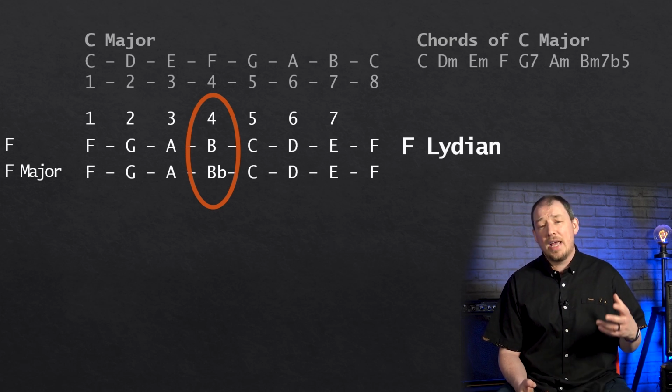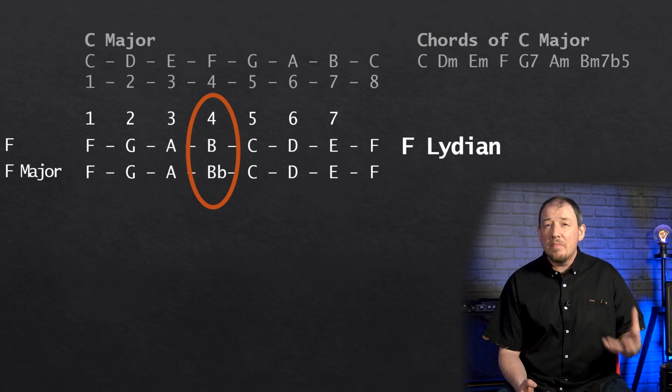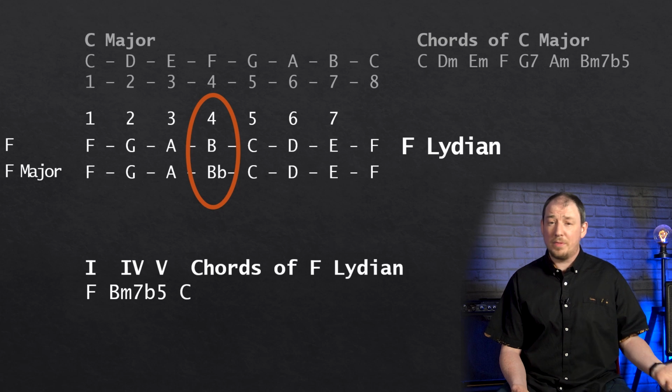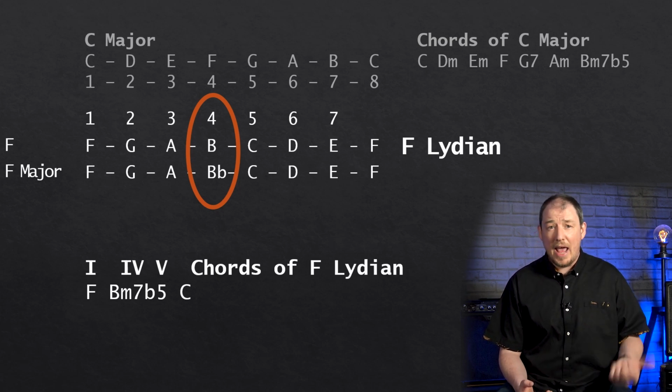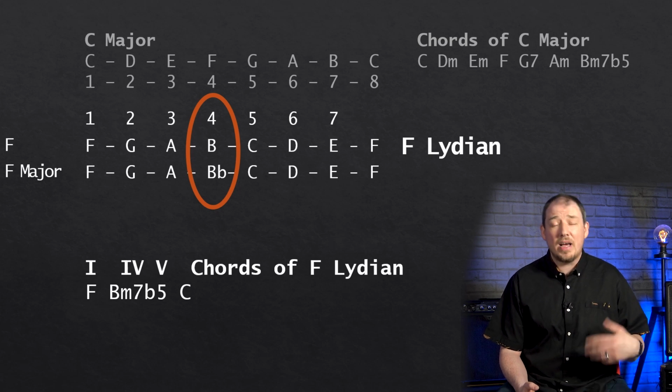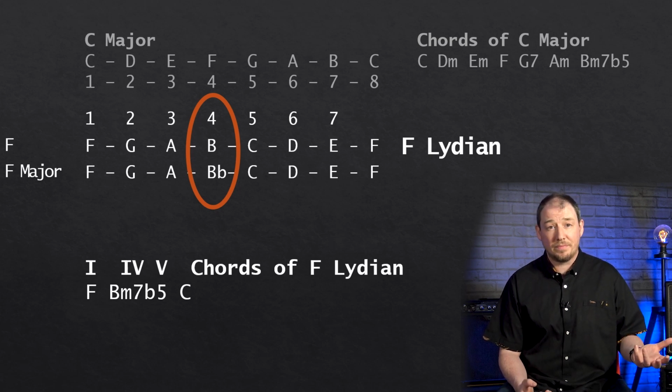And we call this F Lydian. It's a major scale, but it's got a slightly more dreamy sound. If we were to play our 1-4-5 chord progression over this, we'd be playing an F, a B minor 7 flat 5 and a chord of C.